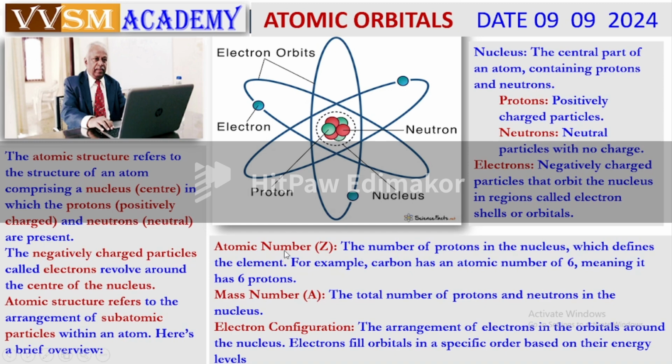Atomic number, represented by the letter Z, the number of protons in the nucleus, which defines the element. For example, carbon has an atomic number 6, meaning it has 6 protons. Mass number A, the total number of protons and neutrons in the nucleus. Electronic configuration, the arrangement of electrons in the orbits around the nucleus. Electrons fill orbitals in a specific order based on their energy levels.